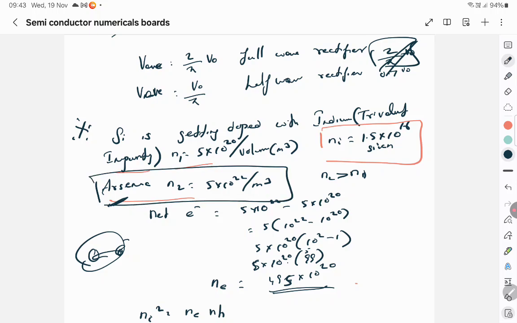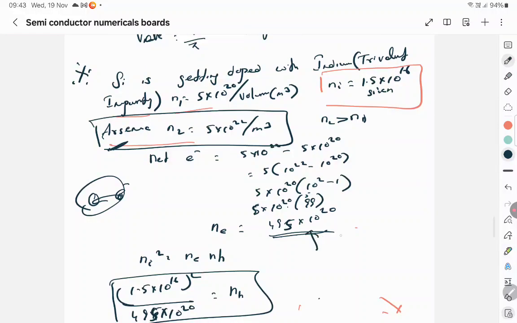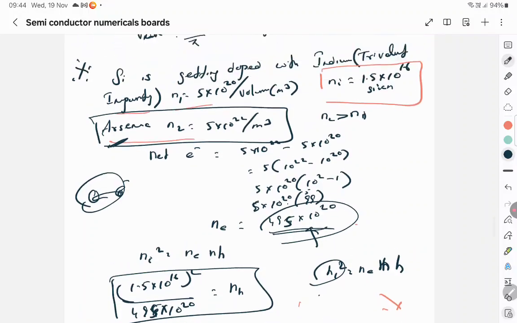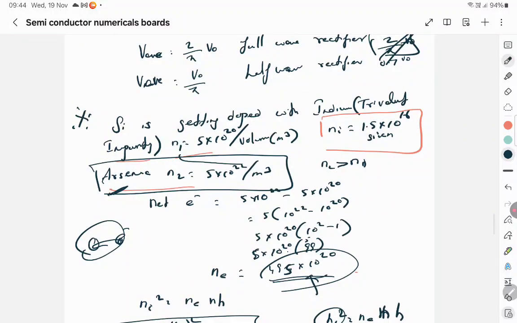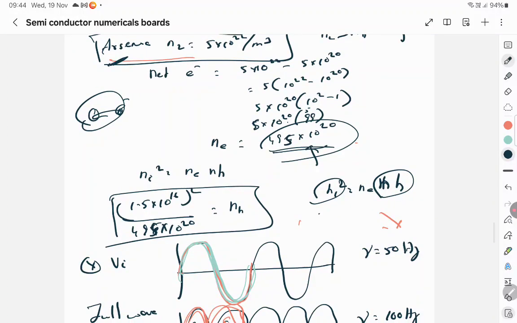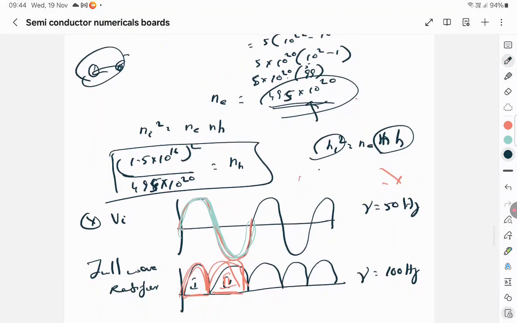Arsenic is pentavalent. So subtract the net number, find the number of electrons. This will be your Ne. The net electron concentration will be Ne, and you know Ni square is equal to Ne into NH. Ni square is given, which is the intrinsic charge carrier concentration. Where is it given? Here. Just substitute, square it and find NH. That's all. So whenever two things are doped together, you have to calculate the net and see which is dominating, N-type or P-type.